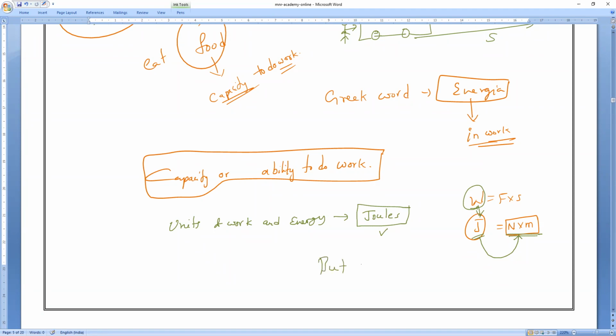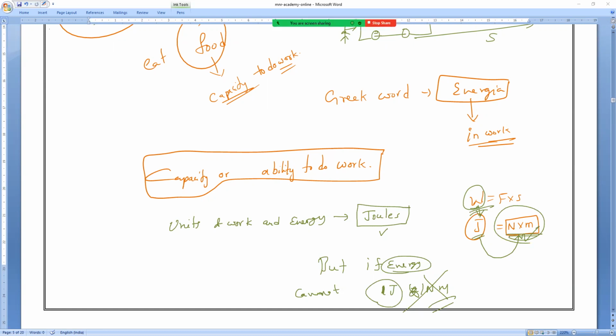But if it is energy, you cannot write Newton meter in place of joule. Understand? That is very important. If it is work done, in place of joule you can write Newton meter. But if it is energy, in place of joule you cannot write Newton meter. Do you understand what I am saying? That is the only difference between energy and work.